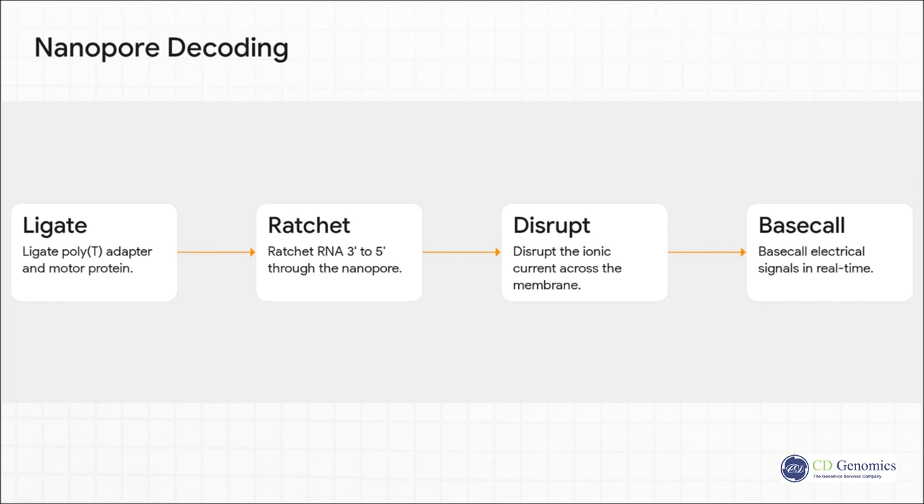Now, as it passes through, it disrupts an ionic current flowing across that membrane. That electrical disruption acts as a unique biological signature for every single base, which lets us base call the electrical signals in real time. It's brilliant.